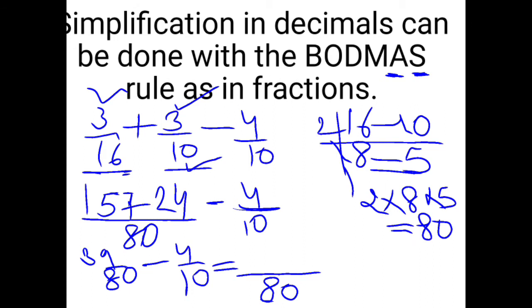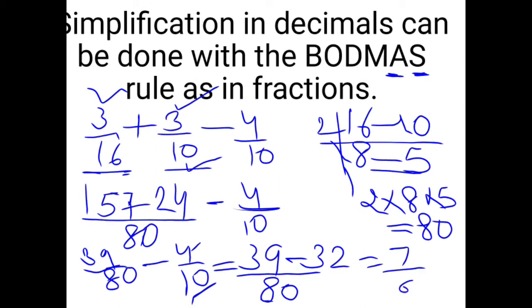So 80 divided by 80 is 1. 1 multiplied by 39 is 39. 80 divided by 10 is 8. 8 multiplied by 4 is 32. Final answer, what did we get? 7 upon 80. So this is our answer, and you have to write this answer again in decimal form.